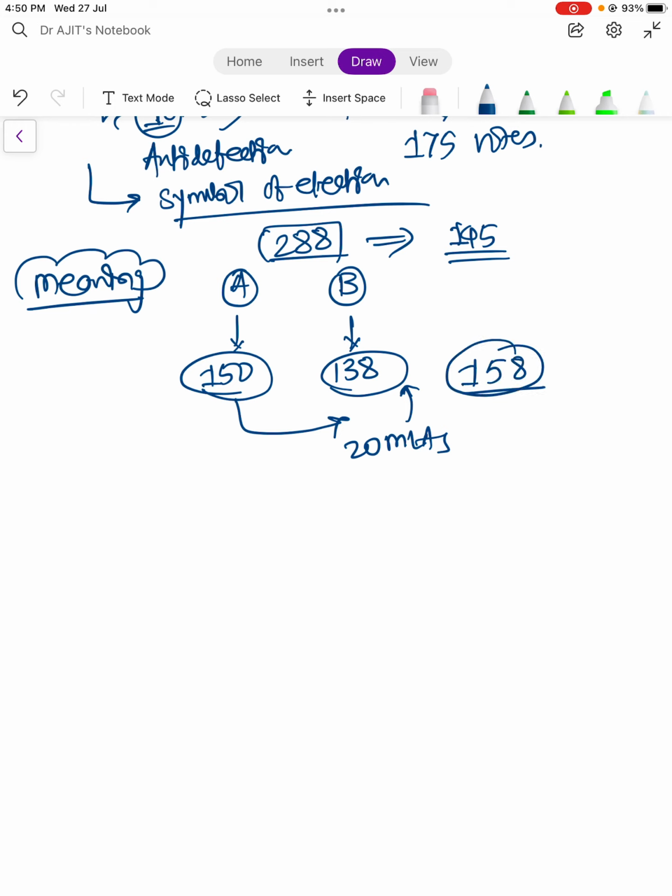But whether these 20 MLAs are allowed to join another party after the election or not? If they join this political party B, they will be charged under anti defection and they will be disqualified by the speaker.